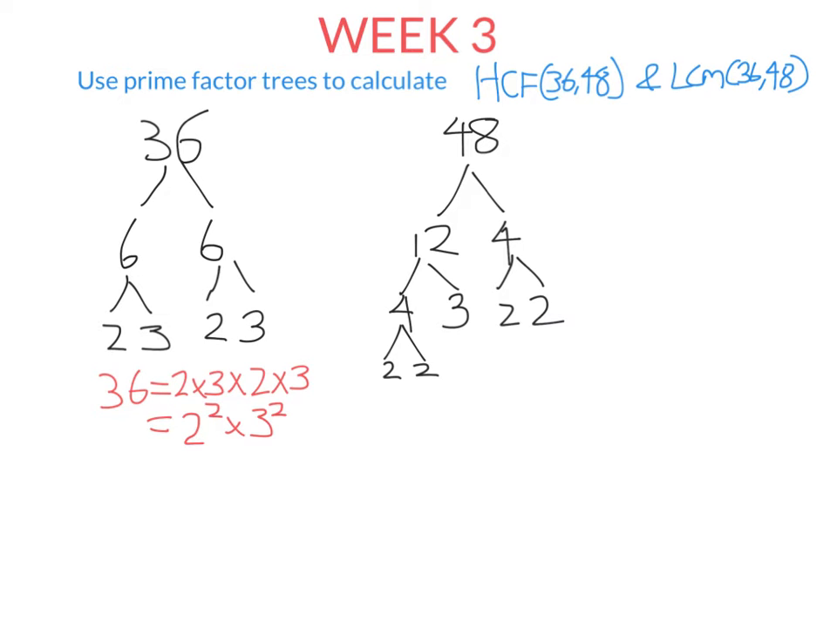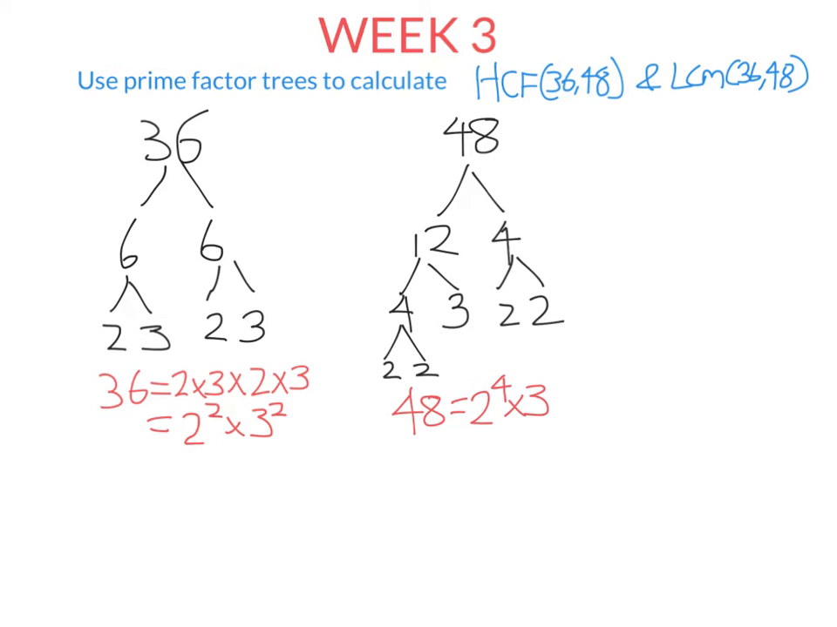So that means that 48 is equal to, now there are 4 2's being multiplied together. 2 times 2 times 2 times 2 is 2 to the power of 4, and there's also a 3. So it's 2 to the power of 4 times 3. That is the prime factorization in index form of the number 48. So how can I use these to find the highest common factor and the lowest common multiple?